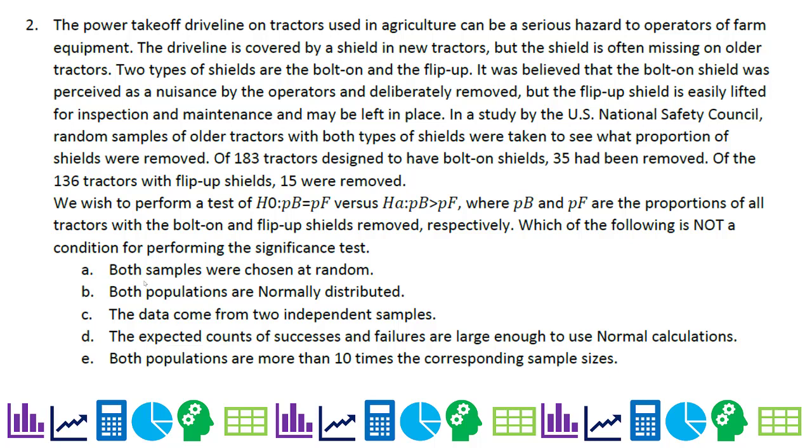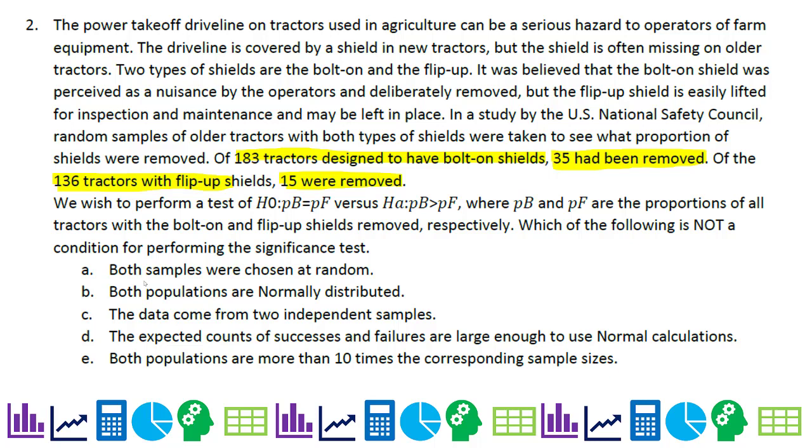In a study by the U.S. National Safety Council, random samples of older tractors with both types of shields were taken to see what proportion of shields were removed. Of the 183 tractors designed to have bolt-on shields, 35 had been removed. Of the 136 tractors with flip-up shields, 15 were removed. So we have two proportions going here.